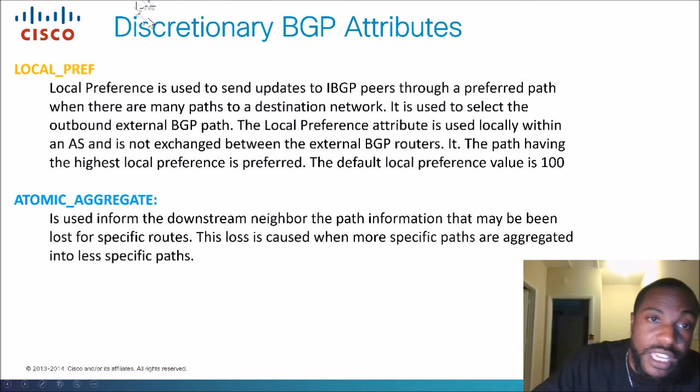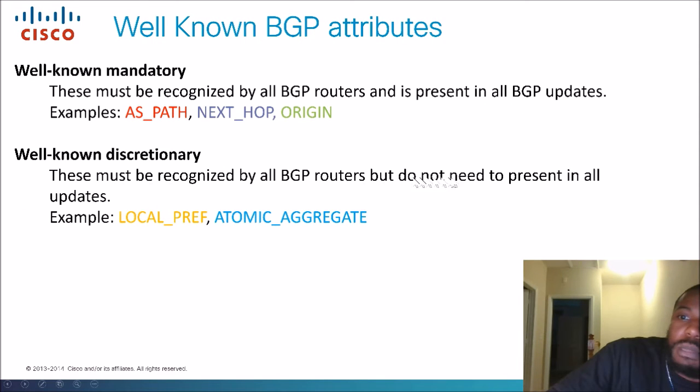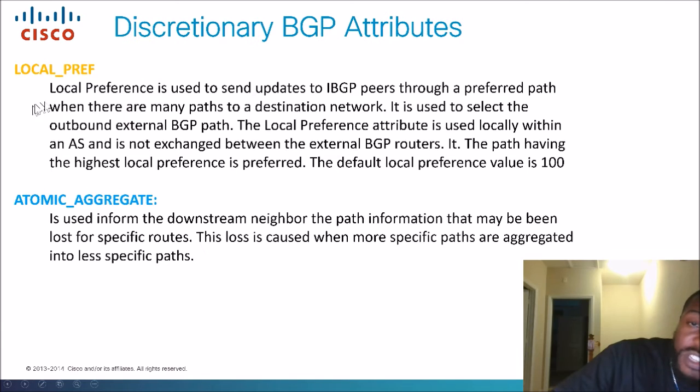Now, here are the discretionary BGP attributes. What did we say discretionary was? They don't have to be present in all updates. Well known means that it's recognized by all routers, but discretionary means they don't have to be present in all updates. So these are present in all updates. These are not. These are the discretionary BGP attributes, right? Local preference is a discretionary BGP attribute. It's used to send updates to iBGP peers through a preferred path when there are many paths to a destination, right?